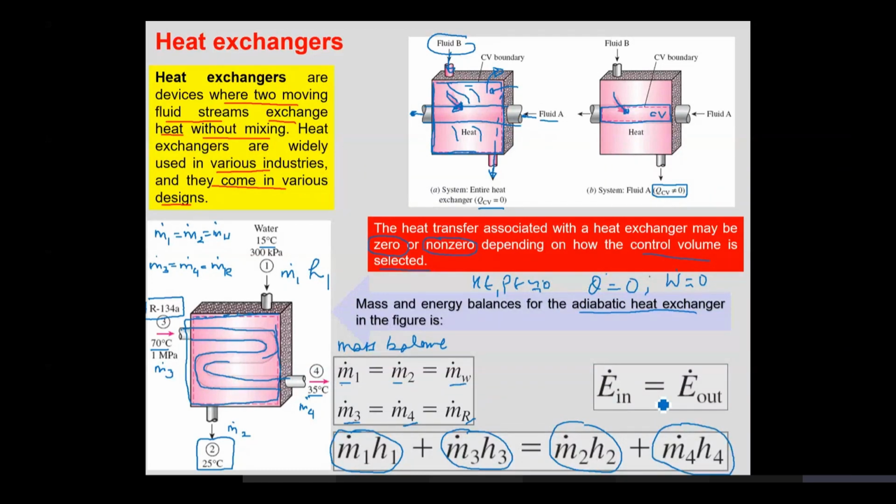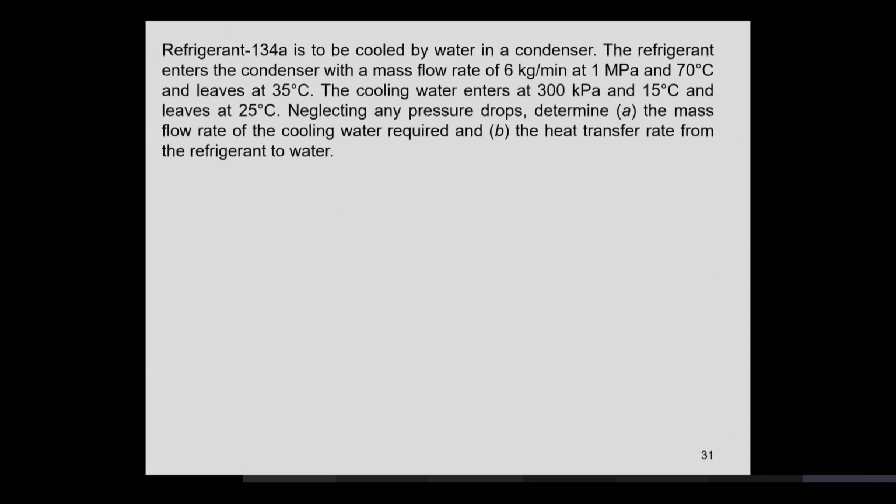So we have an example which says that a refrigerant R134a, when you have R134a, you would go to the R134a tables, is to be cooled by water in a condenser. When you have water, you will go to steam tables.